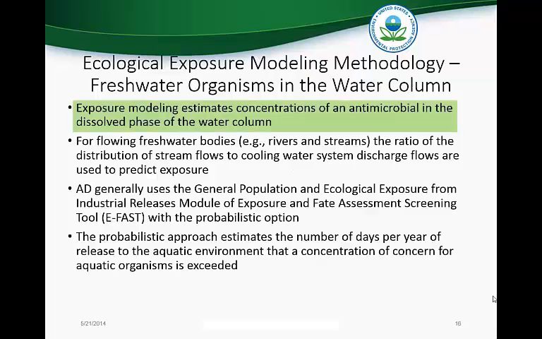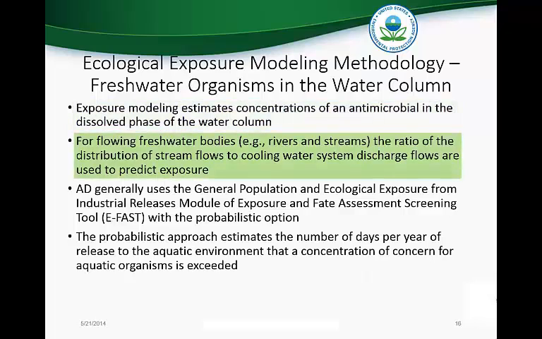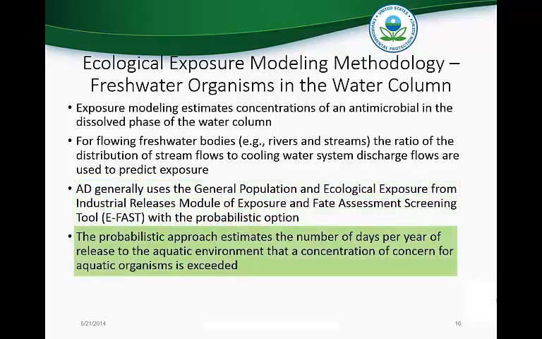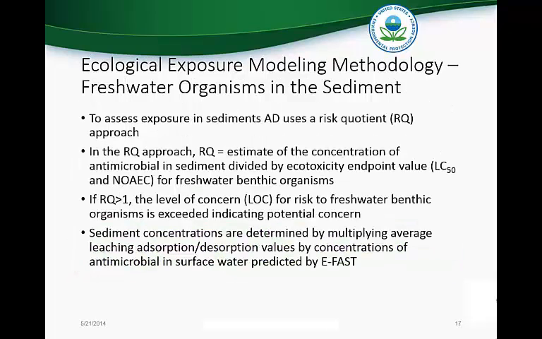Exposure modeling estimates concentrations of an antimicrobial in the dissolved phase of the water column. For flowing freshwater bodies, such as rivers and streams, the ratio of the distribution of stream flows to cooling water system discharge flows are used to predict exposure. AD generally uses the General Population and Ecological Exposure from Industrial Releases module of the Exposure and Fate Assessment Screening Tool, EFAST, with the probabilistic option. The probabilistic approach estimates the number of days per year of release to the aquatic environment that a concentration of concern for aquatic organisms is exceeded.